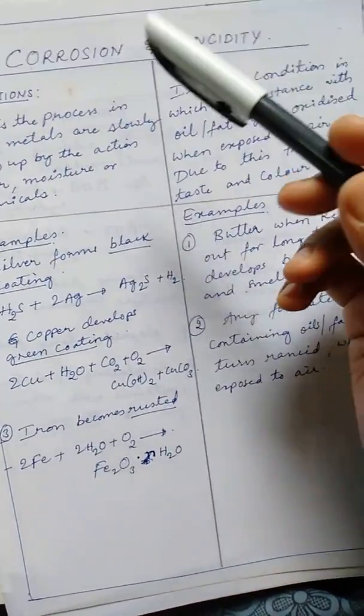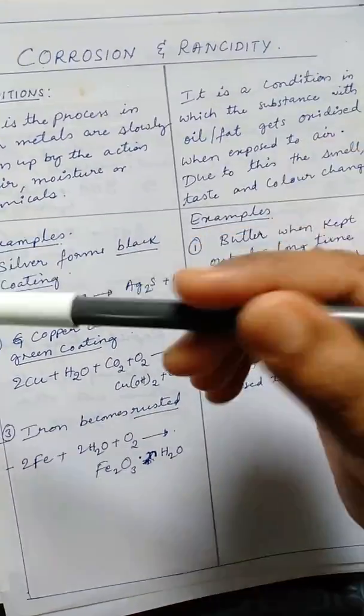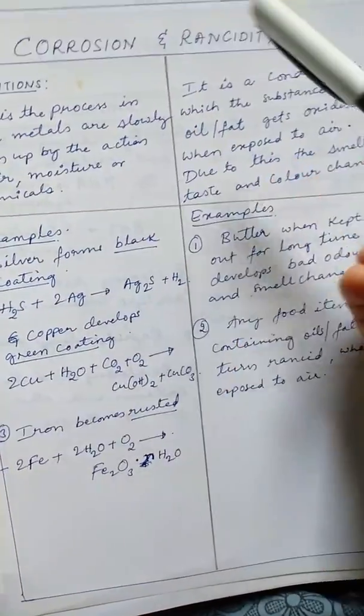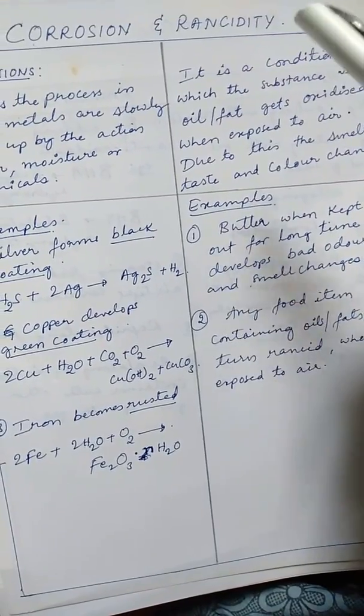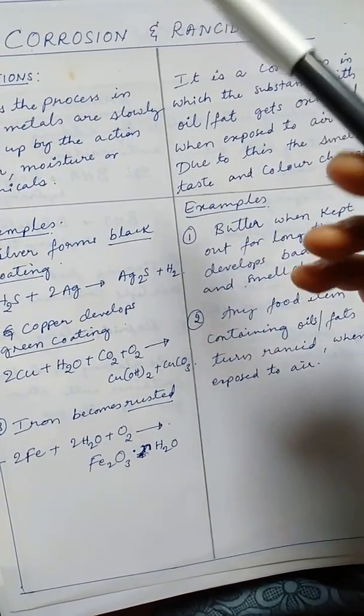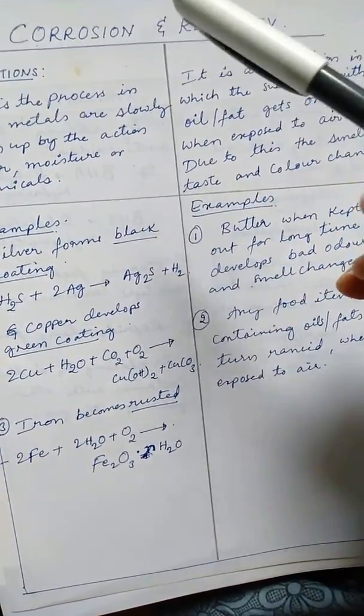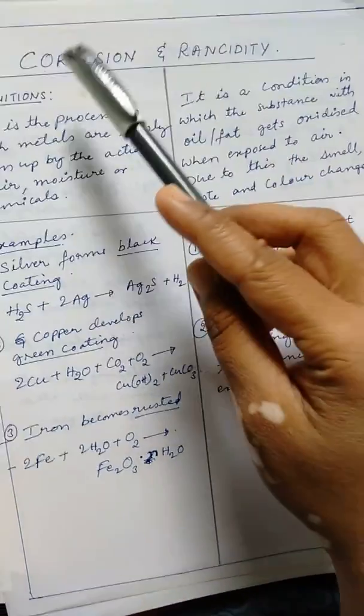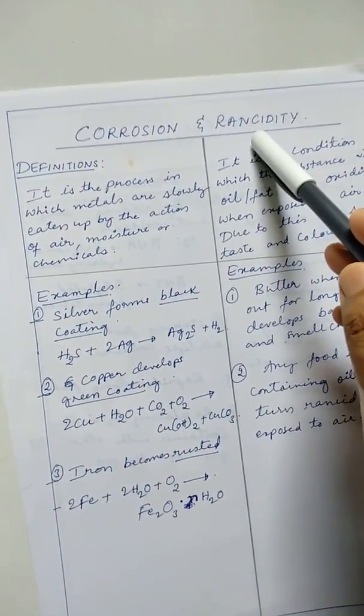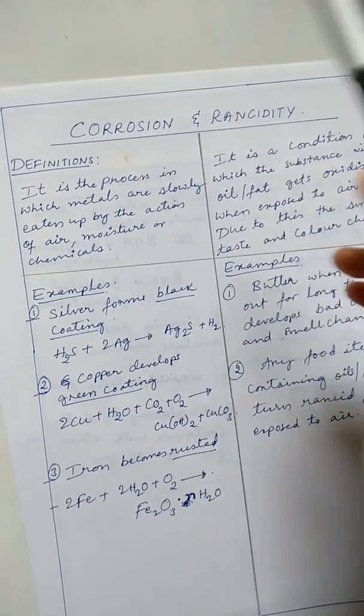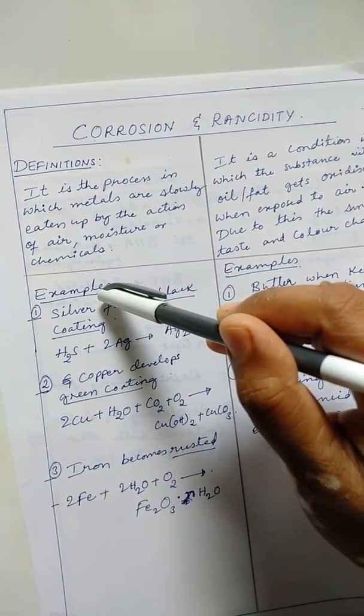So in my previous video, I taught you about redox reactions, oxidation and reduction reactions. Let us see some examples of oxidation in our day-to-day life. Corrosion and rancidity are two examples of oxidation reactions.